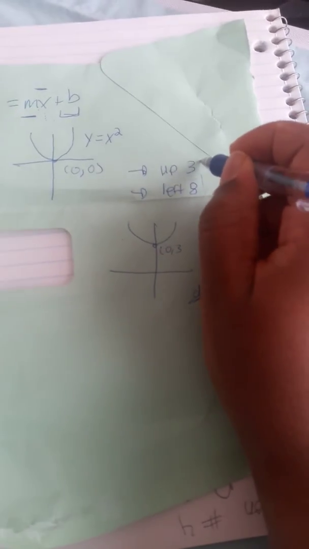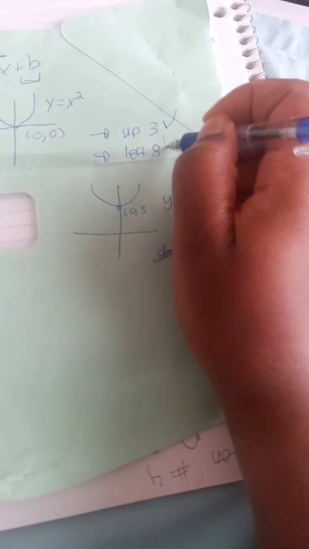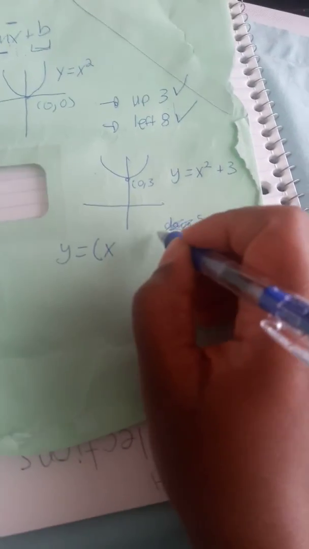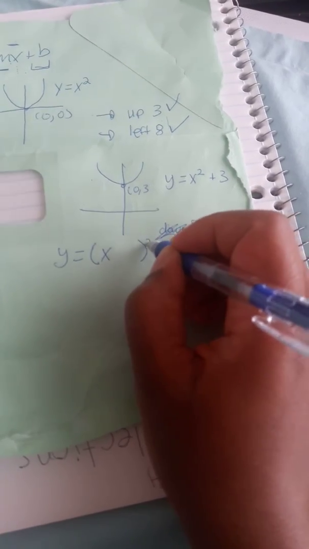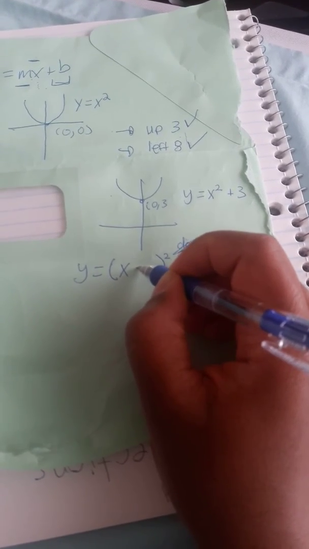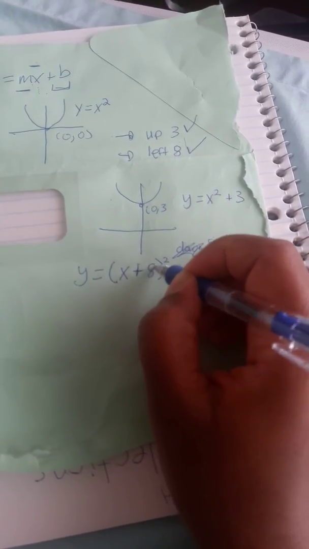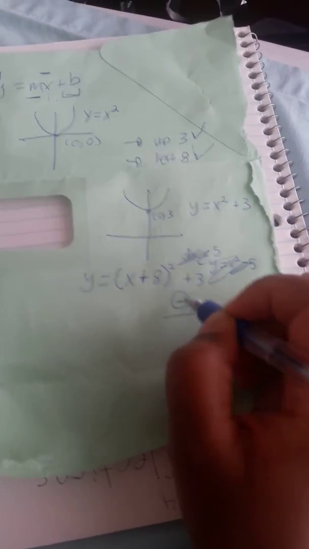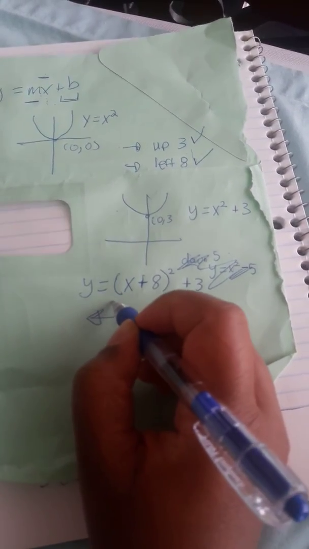The next thing you want to do is a horizontal shift. How do you shift it to the left by 8? You start off with your equation. But we need the parentheses because we're going to do a horizontal shift. And we still have the plus 3 because it shifted up by 3. But now to move it to the left, we have to add. If you want to move to the right, you have to subtract. If you want to move to the left, you have to add. And that's how you do a horizontal shift.